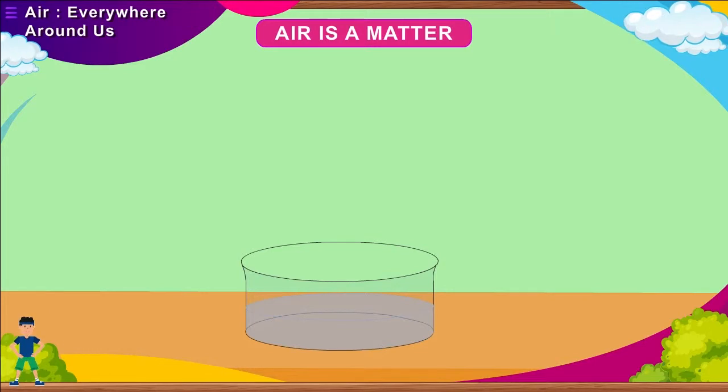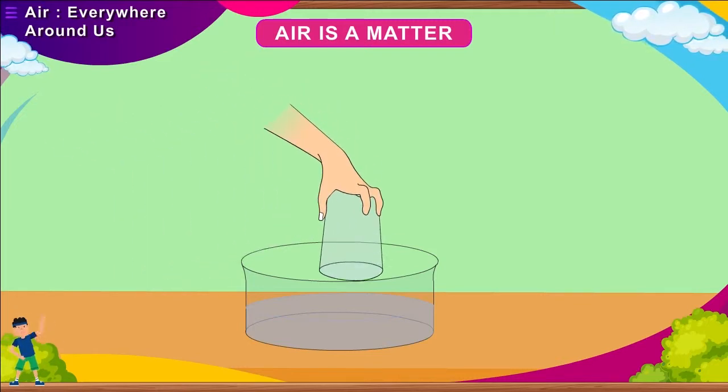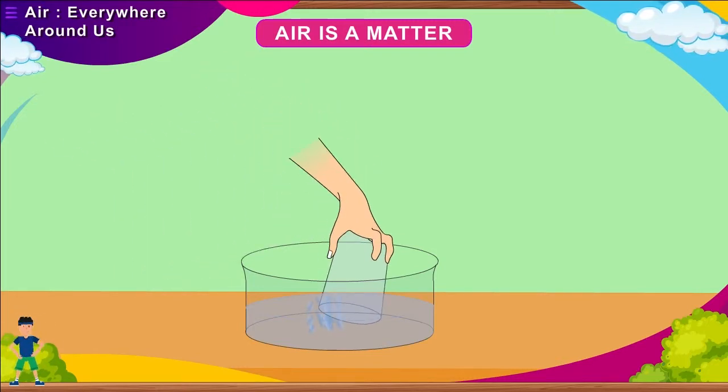Take an empty glass and a tub of water. Ensure that nothing is there inside the glass. Invert the glass in tilted position into the tub. You will observe that bubbles come out of the glass and water rushes in to take its place.